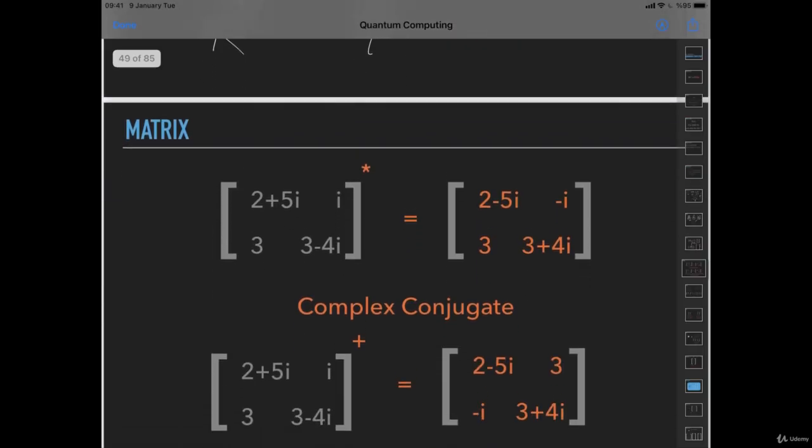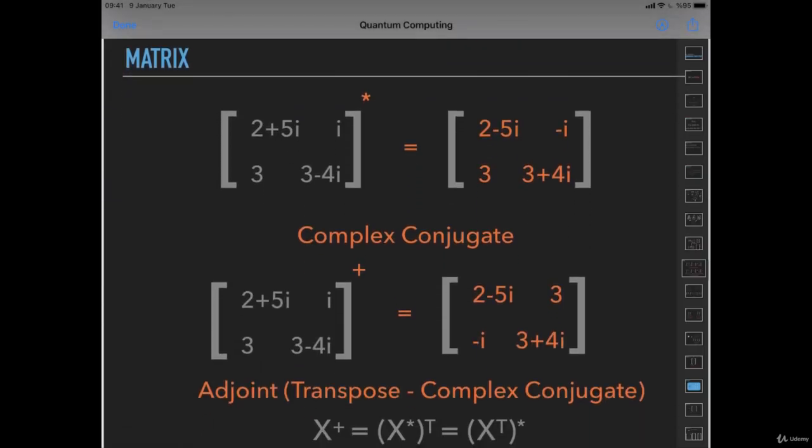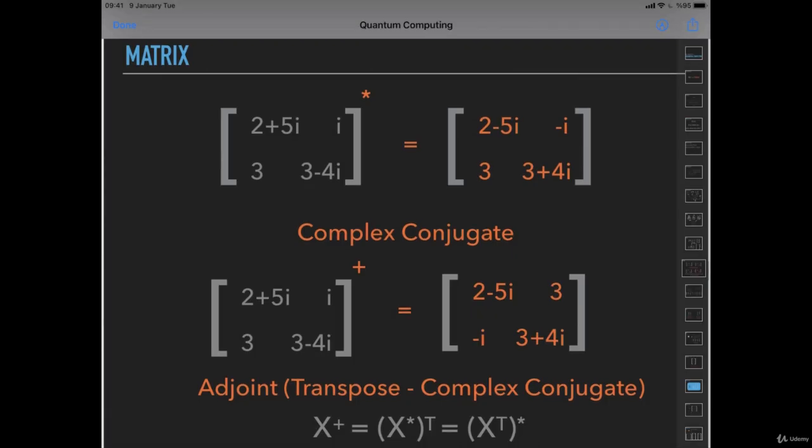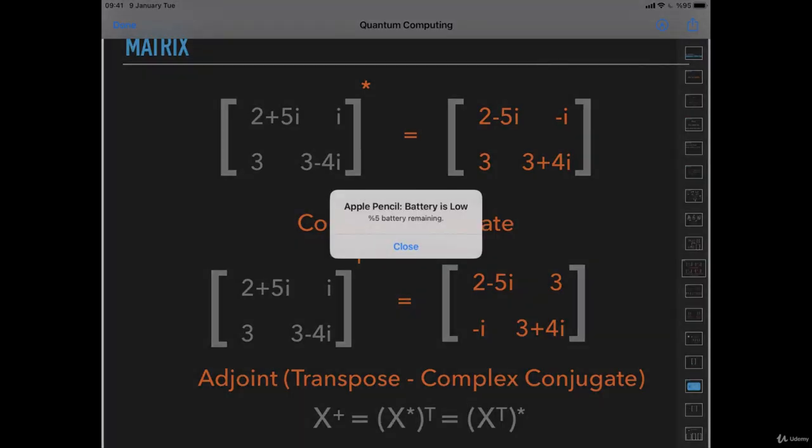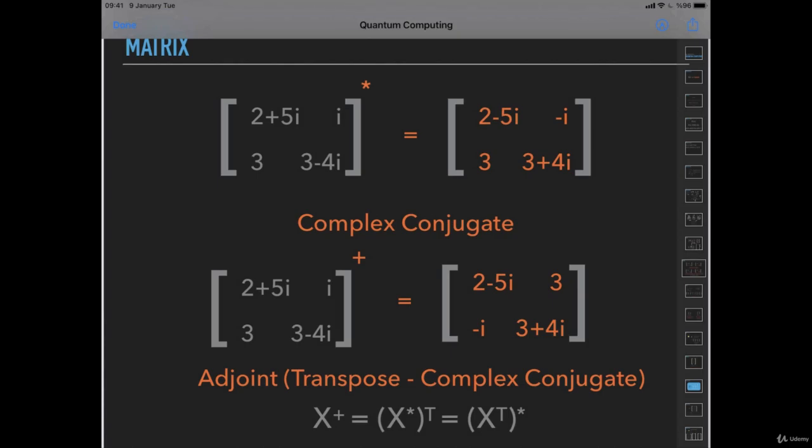Another thing that we have to consider is the complex conjugate of a matrix. And again, complex conjugate is only changing the sign of the imaginary part of a complex number. So if we don't have a complex number over here, then it doesn't matter. You don't have to do anything with the real numbers. For example, over here, I have changed the sign of the imaginary numbers, but I didn't change the real number 3, right?